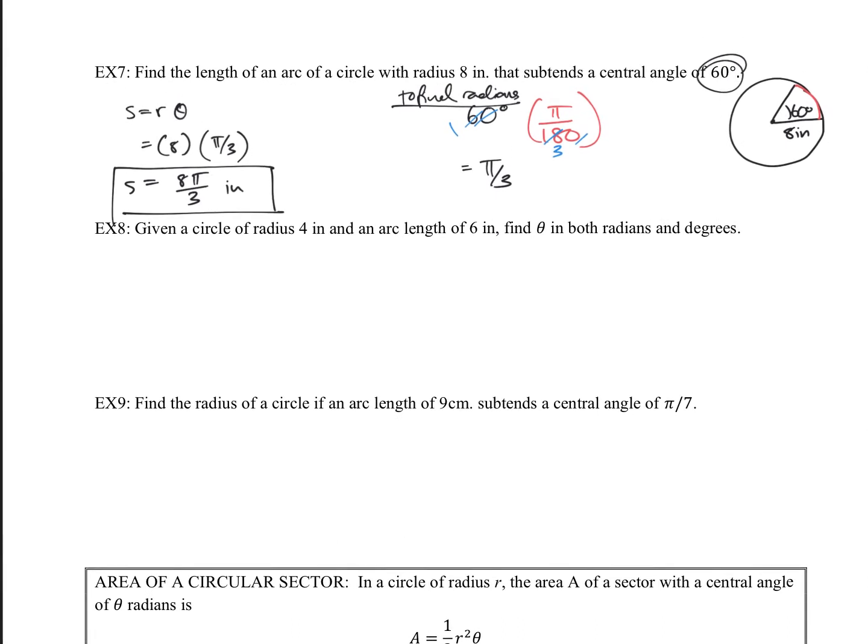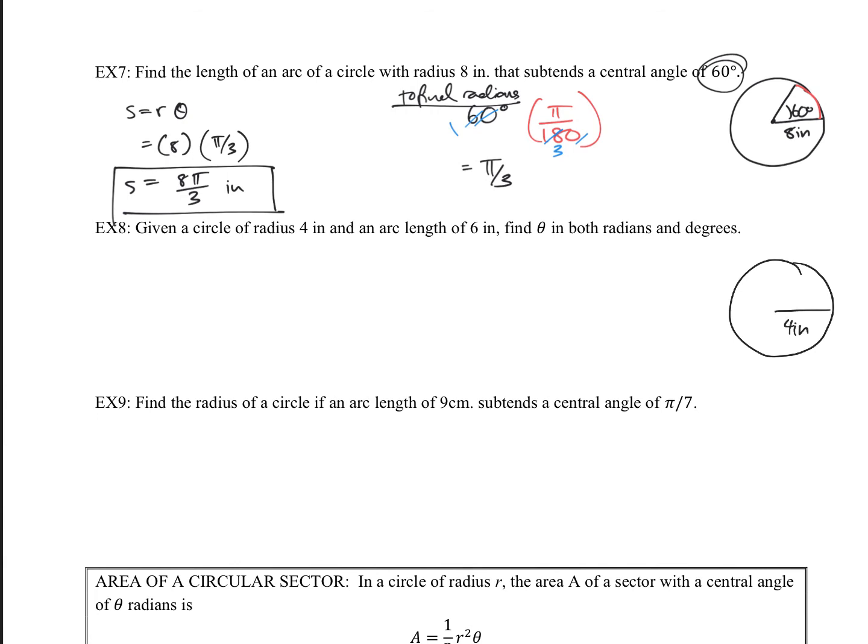Now example 8. Given a circle of radius 4 inches, let's go ahead and draw this in, radius 4 inches, and an arc length. Ooh, this time we're given arc length, they're getting sneaky on us. So we're given an arc length of 6 inches, find the inner angle, theta, in both radians and degrees.